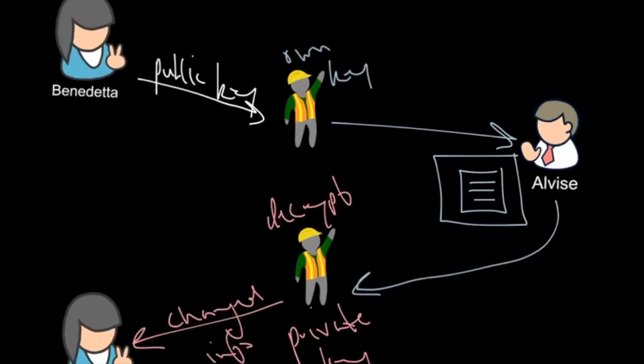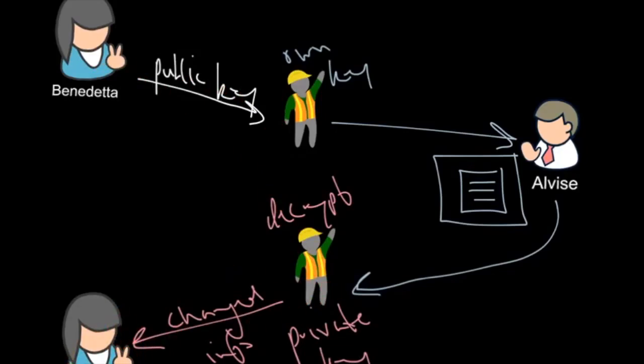Now, remember earlier that Benedetta sent her public key originally, and the man-in-the-middle managed to obtain it. So once he's decrypted and possibly changed the message, he can re-encrypt the message using Benedetta's public key, sending it back to her, and she is none the wiser.